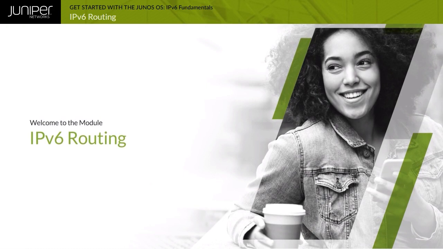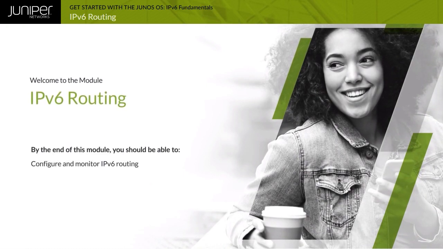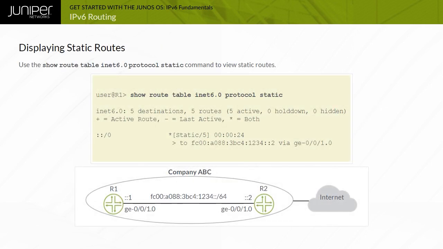Welcome to the IPv6 Routing module. By the end of this module, you should be able to configure and monitor IPv6 routing. The example shows a sample default static IPv6 route configuration. The operational mode command used for monitoring static routes in the inet6.0 routing table is displayed.